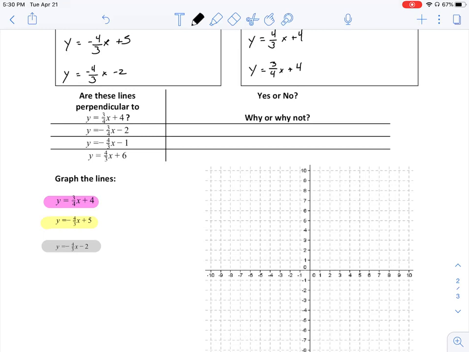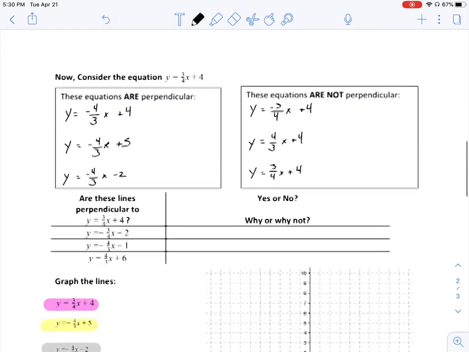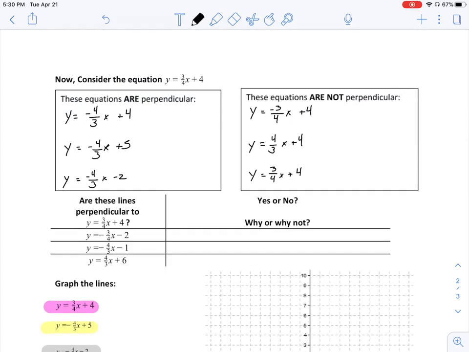So y equals 3 over 4x plus 4. Are these lines perpendicular? Y equals negative 3 over 4x minus 2. Is that line perpendicular? This line is not perpendicular because we're actually looking for something called the negative reciprocal. I'm just going to make a note here. Negative reciprocal.